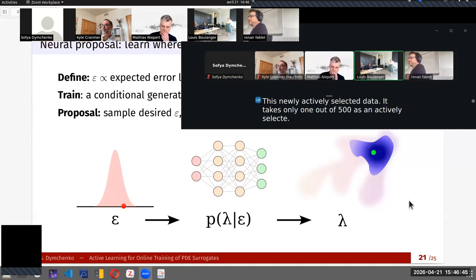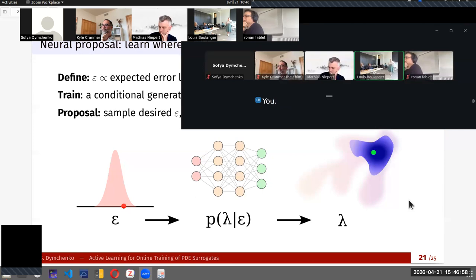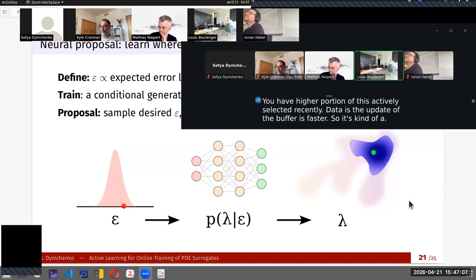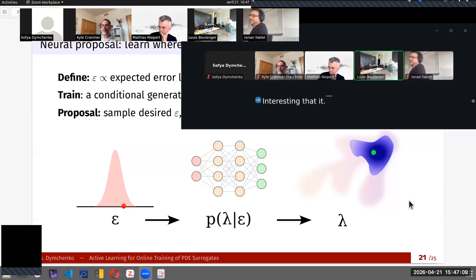But then if you have, the probability to get this actively selected sample is lower. And then actually the buffers of smaller size work better because you have a higher portion of this actively selected, recently updated data in the buffer. It's faster. So it's kind of interesting that, in a way, it contradicts: we are imposing more updates to the data and it's actually working better.